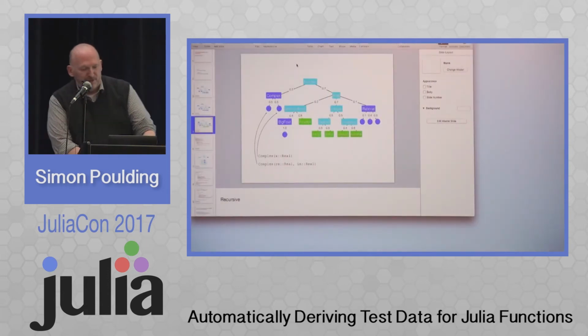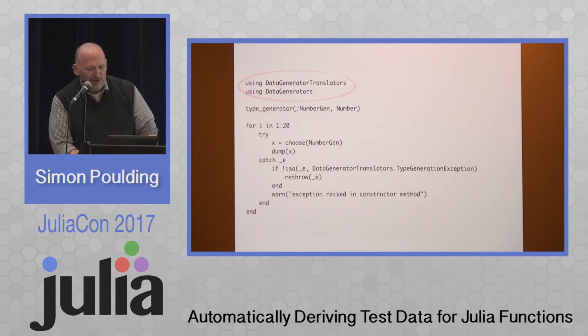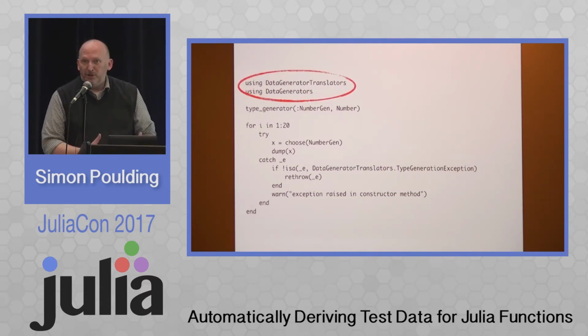So, excuse me, let me show you the code first. The code I'm going to run is this snippet of code. It uses the two packages which I'm talking about today, which are called data generator translators, and the data generator translator package takes a type and translates it into what we call a generator, which then the data generators package runs.